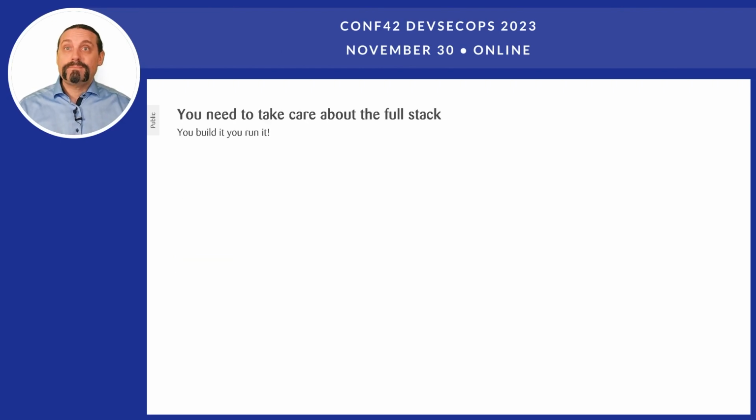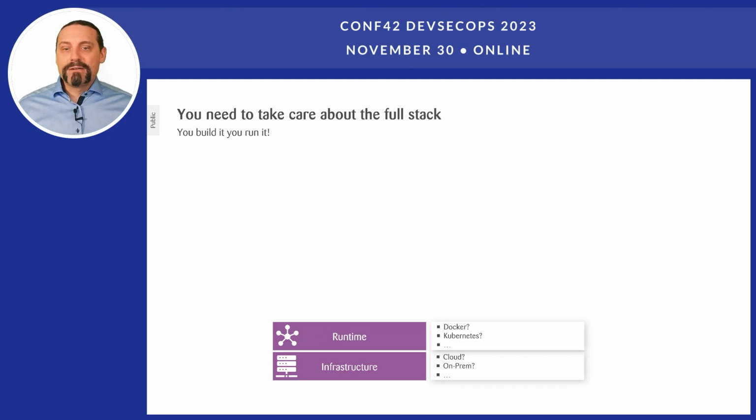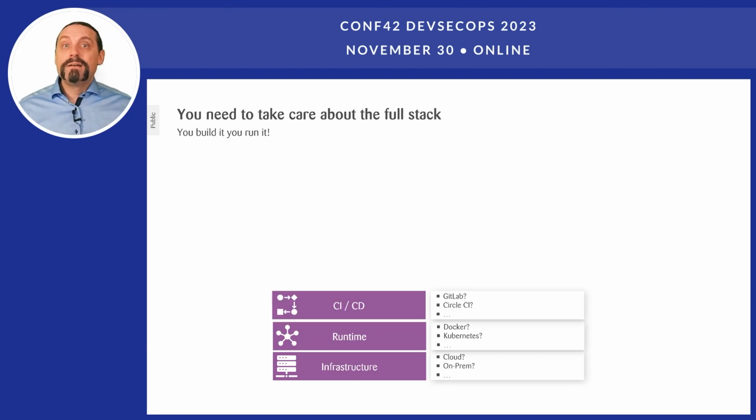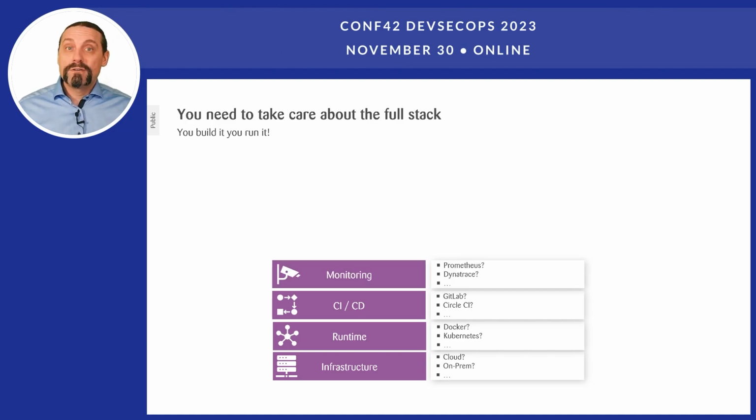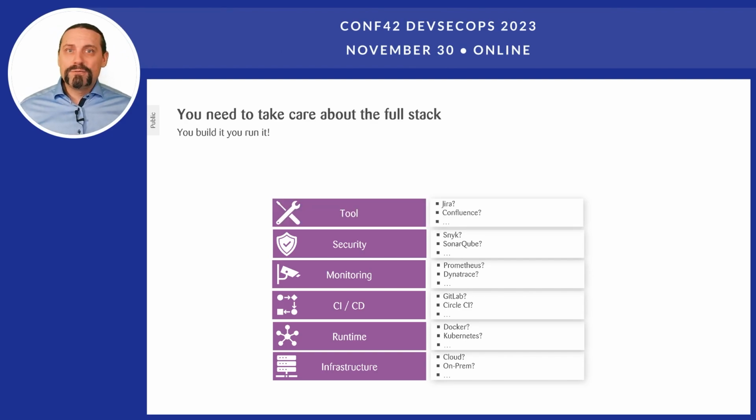Wow. Now, it even gets harder because you remember we said you build it, you run it, which means you take care of the infrastructure, cloud, on-prem. You need to take care of the runtime, Docker, Kubernetes, VM. You need to take care of the CI/CD pipeline, GitLab, GitHub, CircleCI, or whatever you want to use, monitoring, Prometheus, Dynatrace, Datadog, and whatever you want to use, security with Snyk, SonarQube, and so on. And you also need to have tools like Jira, Confluence, Miro, and so on.